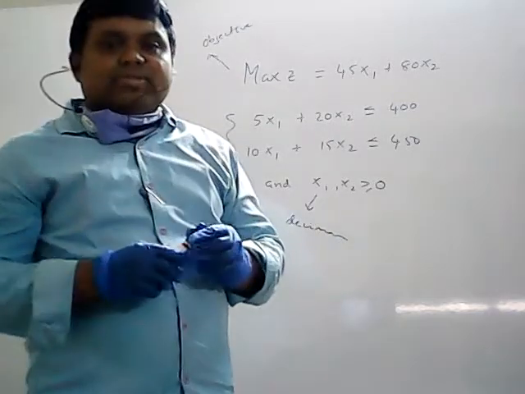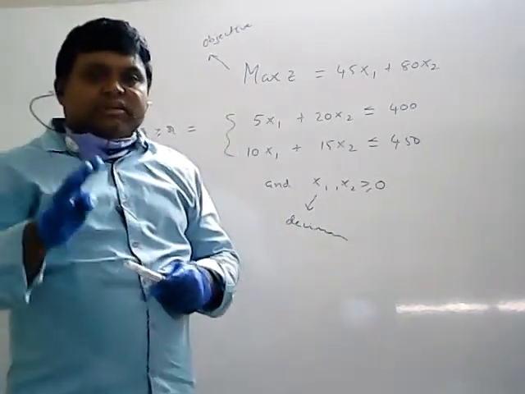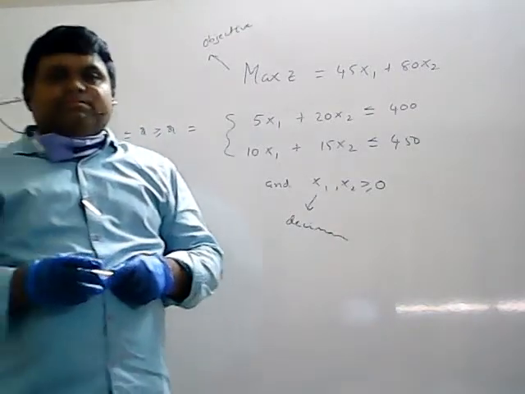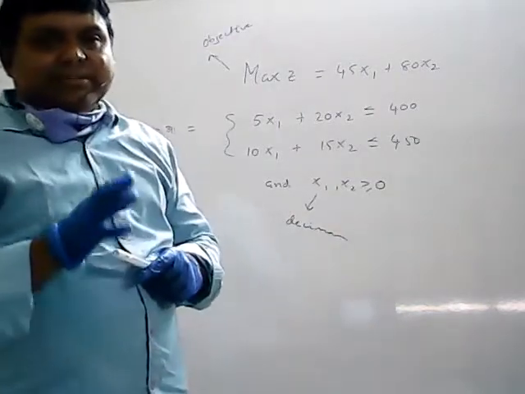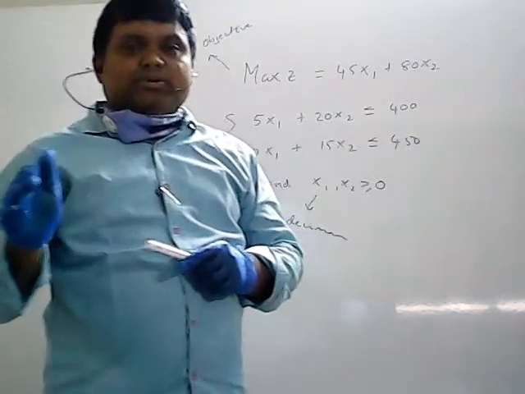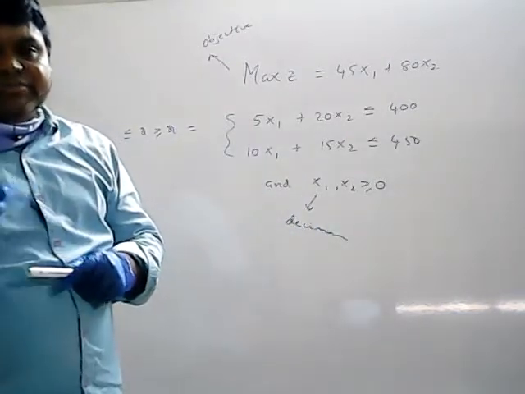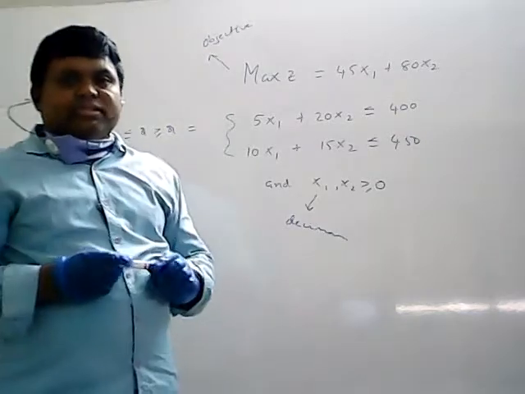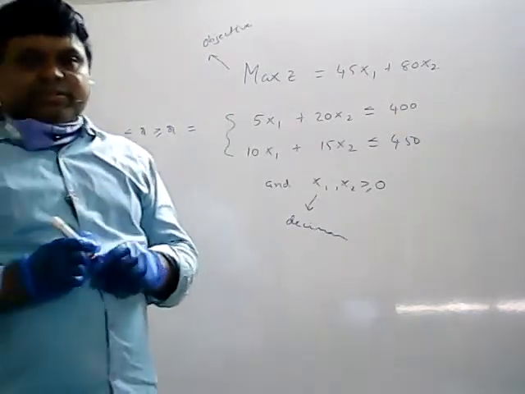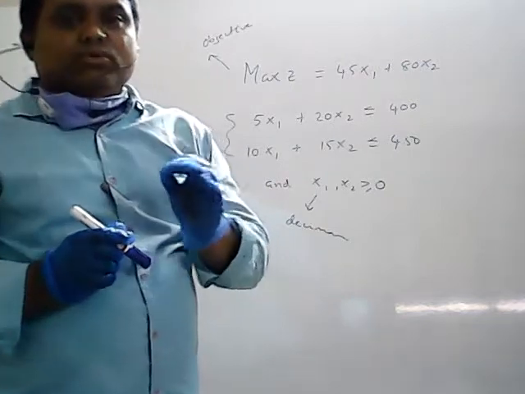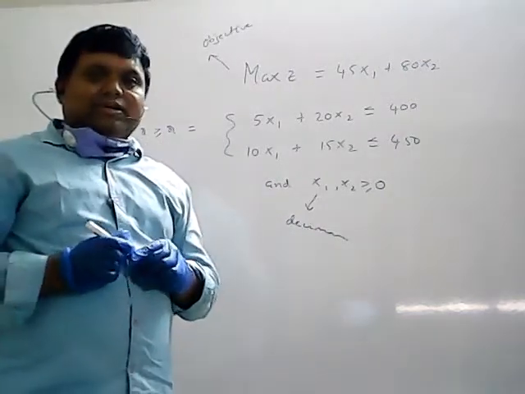Now, how do we solve these LPPs? There are four methods of solving LPPs. The first one is the graphical method. The others are all simplex methods: the ordinary simplex method, then the Big M method, and then the two-phase simplex method. So these are the four methods. First we will discuss the first method: whenever an LPP is given, how to solve it by using the graphical method.